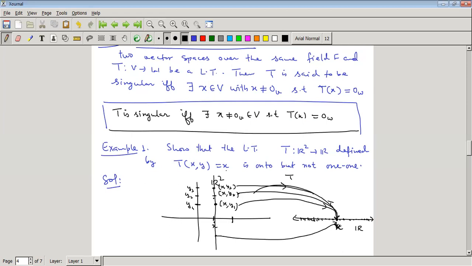So what about this? If we choose this x, let it be A.